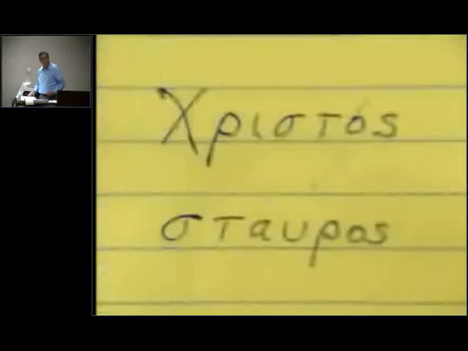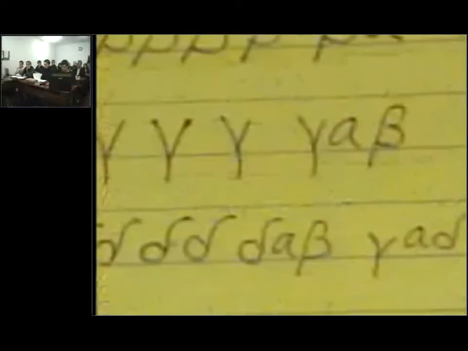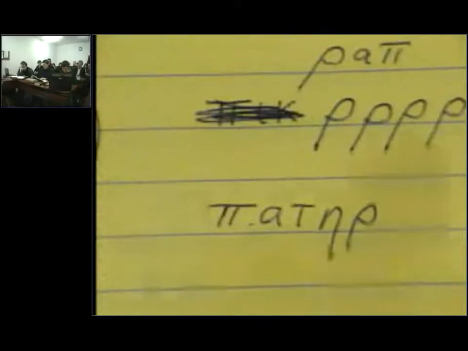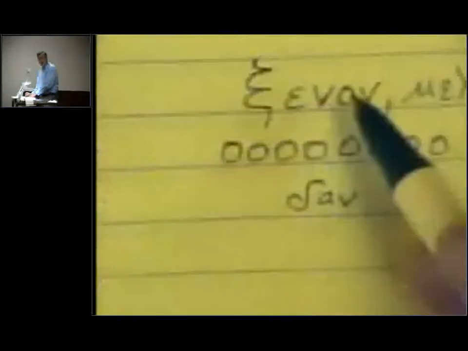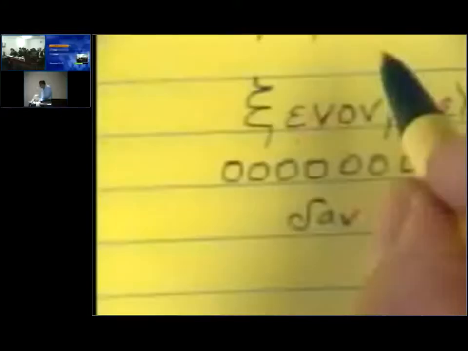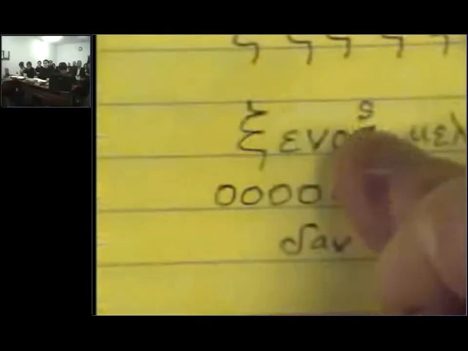Now, let me give you some vocabulary words that we've studied here to learn. For next time, I want you to know pater, and I want you to know xenon. And sometimes the form is, actually I need to teach you the lexical form. It would be xenos.